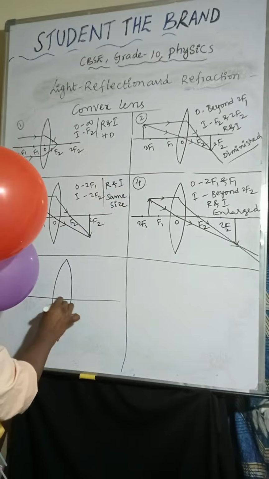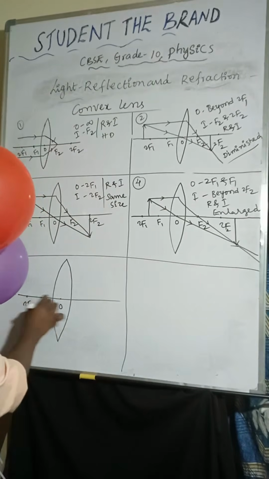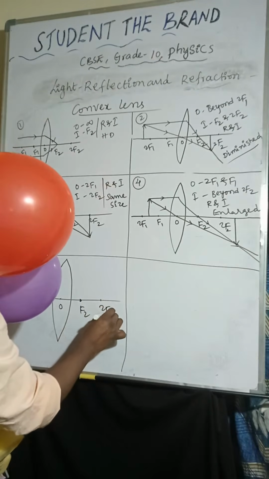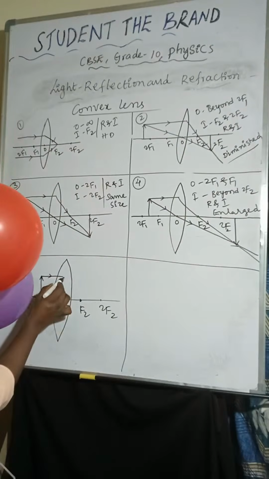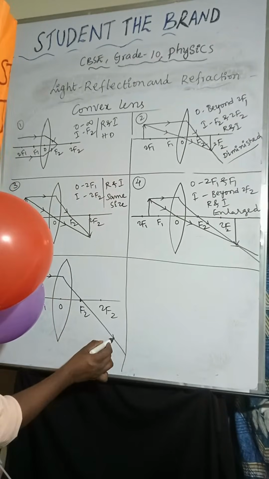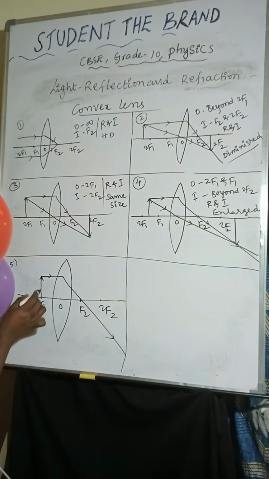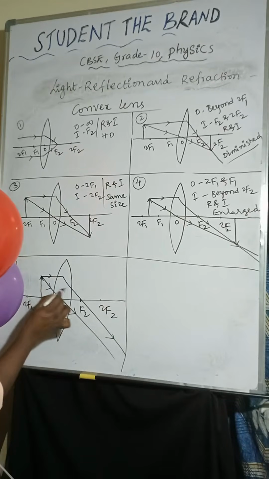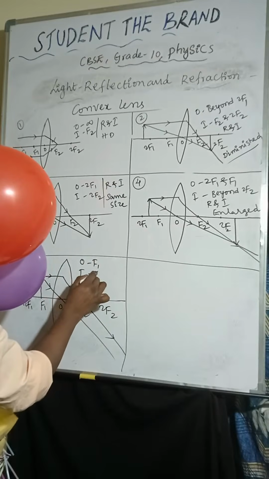So optic center, F1, 2F1, F2, 2F2. Object is placed at F1. One light ray I am taking like this, it passes through focus. Another light ray is passing through optic center. So object is at F1, image is forming at infinity.